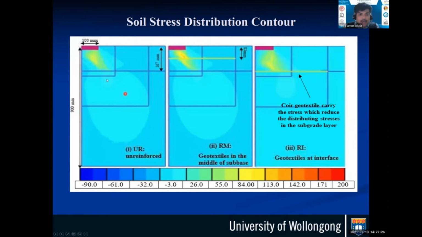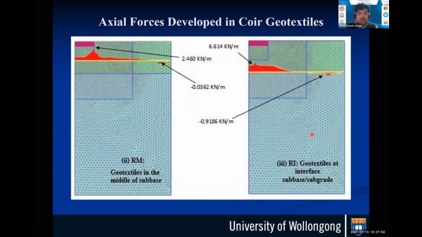So you can see how the stress distribution is happening here. This is the stress for an unreinforced soil. And you can see that with the reinforcement at the middle, we were able to reduce it a bit. But with the interface, you can see we were able to control the pressure very carefully by reinforcing at the interface of the subgrade and the subbase layer, or layer 1 and layer 2.